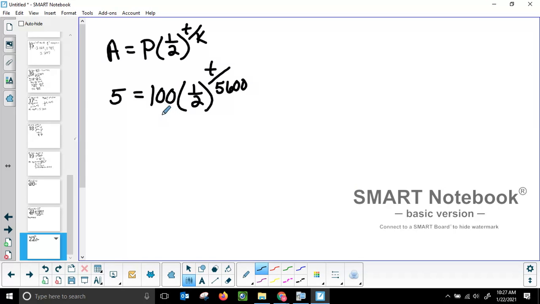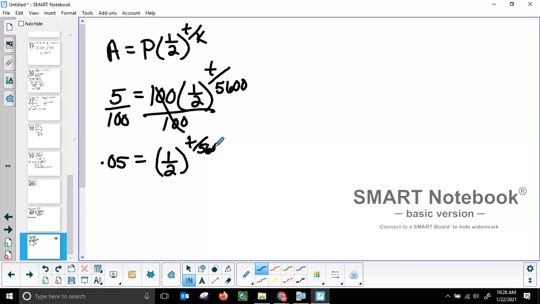Well, first I need to get rid of this 100, so I'm just going to divide both sides by 100. So I get 0.05 is equal to 1/2 to the t over 5,600. All right. Well, you can either use your definition of logarithm here, right? This is an exponential form. We could write it in logarithmic form. Or since the base is 1/2, you can really just take log base 1/2 of both sides.